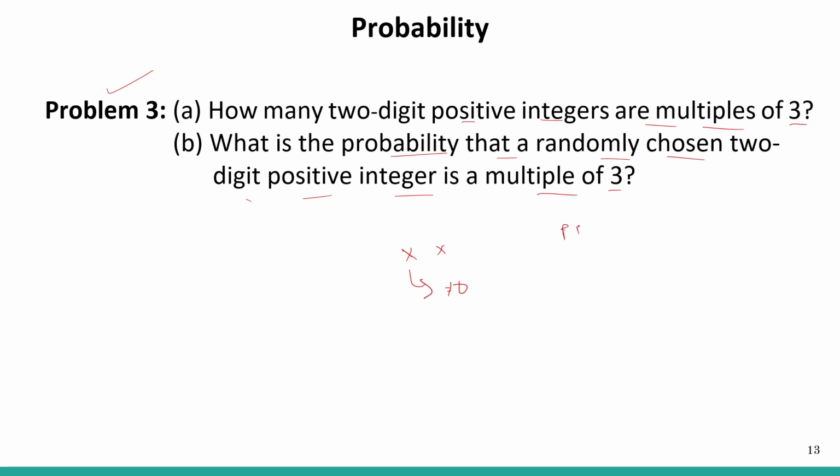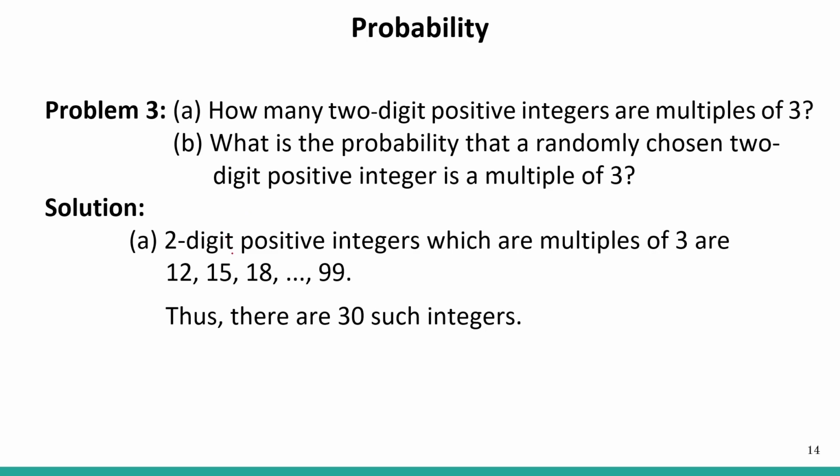So probability of E is what? Cardinality of E by sample space. We want to calculate first the cardinality of E. Then the sample space is what? How many numbers can be 2-digit numbers. If this is a 2-digit number, 10 choices are for the unit digit, and 9 choices are for this one, that is 1, 2, 3, 4, 5, 6, 7, 8, 9. So total 9 into 10 is equal to 90 options.